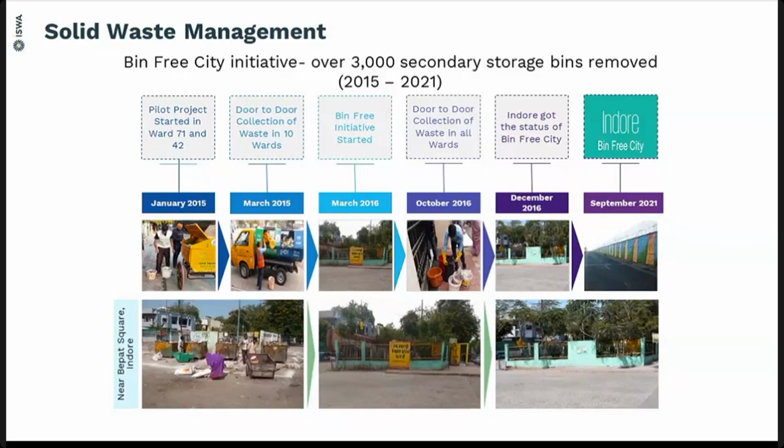This is the process by which in a year we achieved the tag of a bin free city and established 100% door-to-door collection. In 2016 we had mixed waste collection. In 2017 we launched 3 bin segregation, and in 2020 we launched 6 bin segregation.